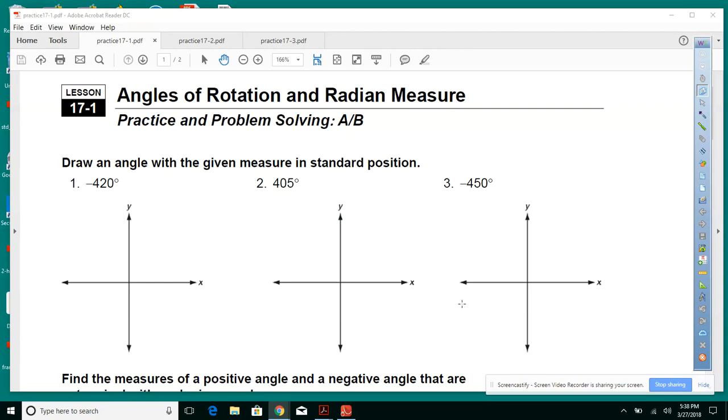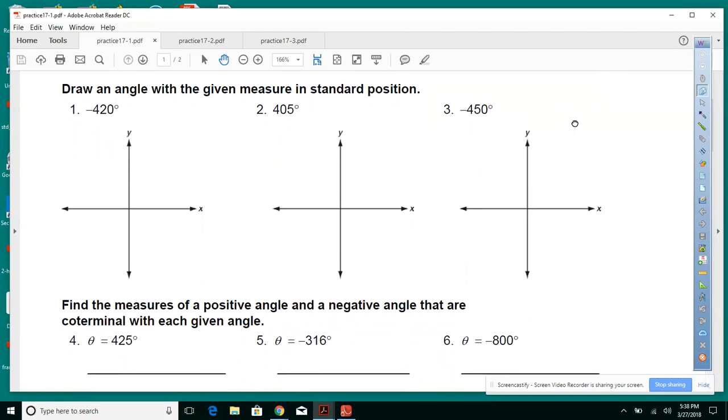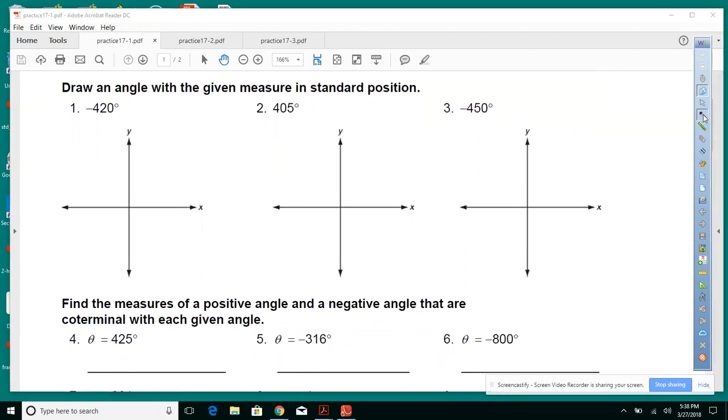Module 17 review. Lesson 17.1. Draw an angle with a given measure in standard position.